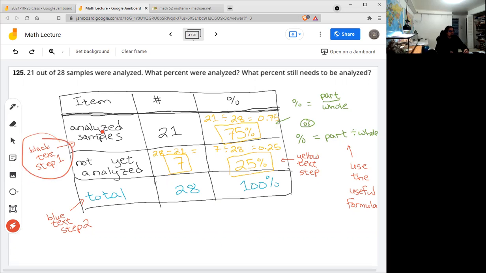So step 1 was to fill in the table as much as we had. Step 2 is the bottom row with the totals. And then step 3 is do the little filling in the spots that I wrote in yellow.